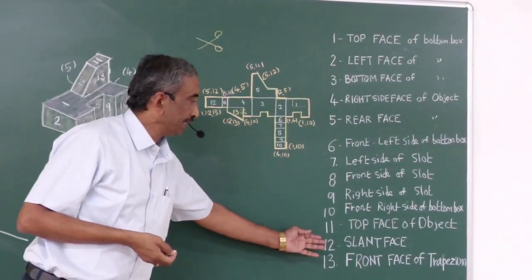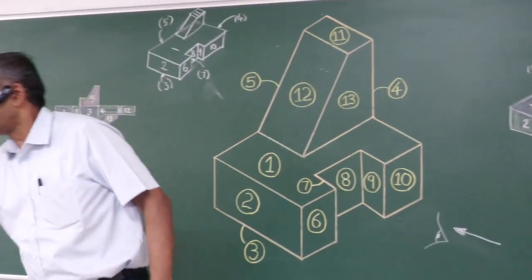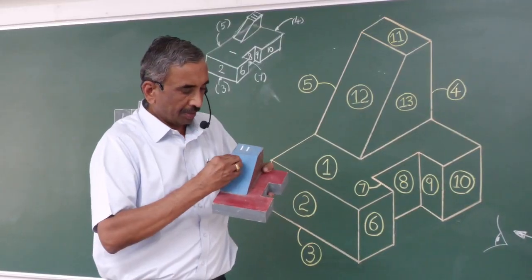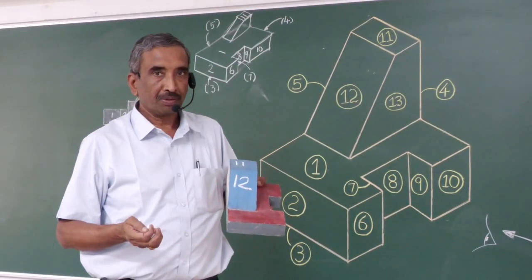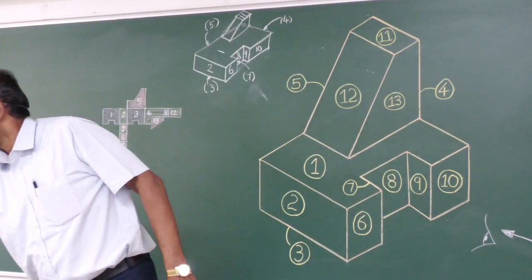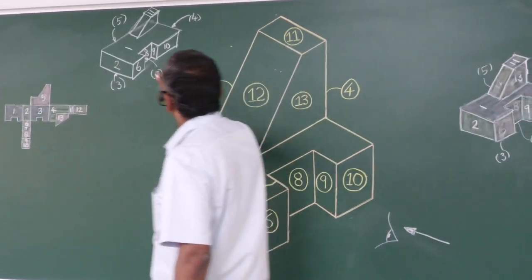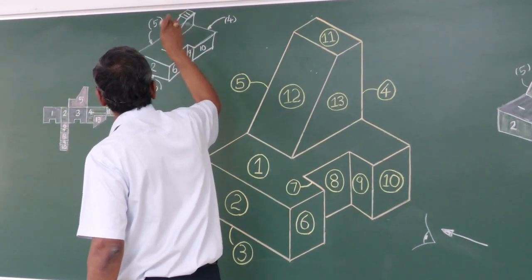Face 12 is the slant face of my object. In the wooden model, this is my slant face and I call this face 12. In the model, let me write this as face 12, and in the drawing I made now, I call this face 12.